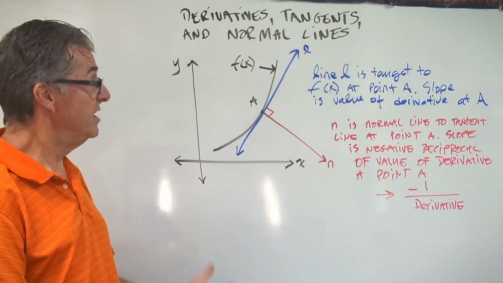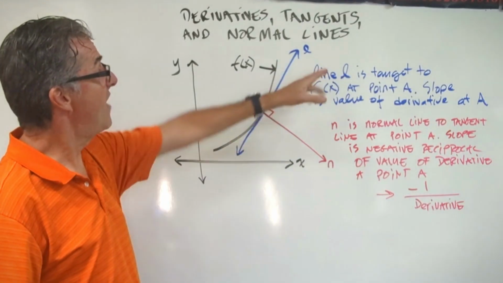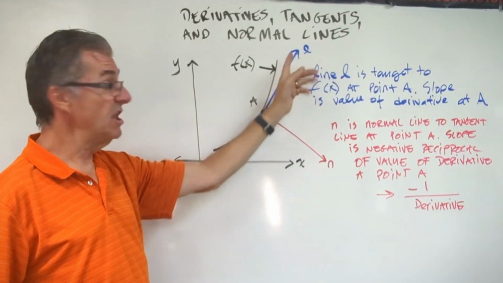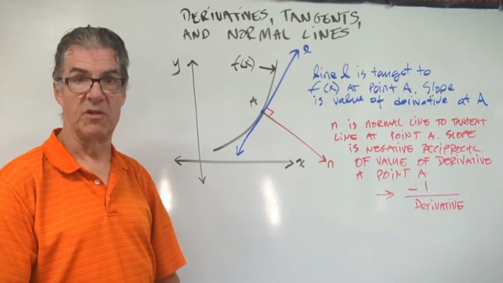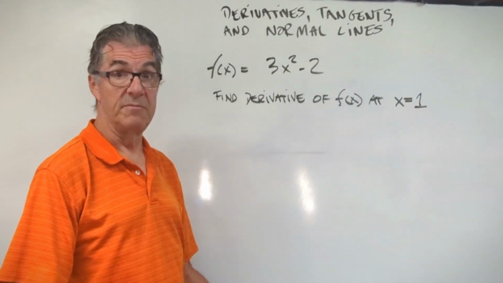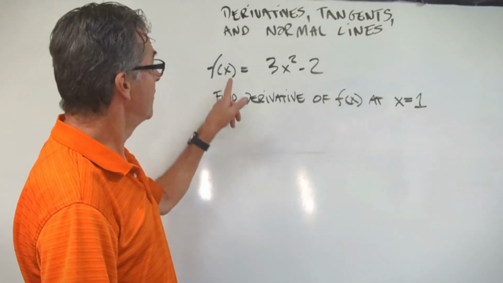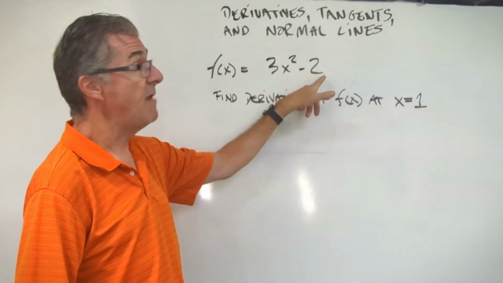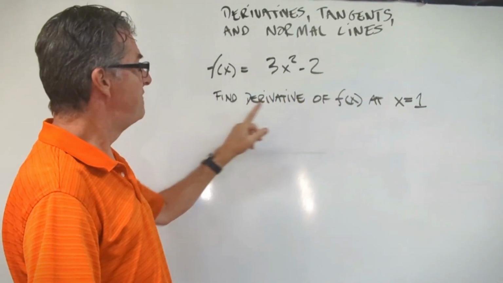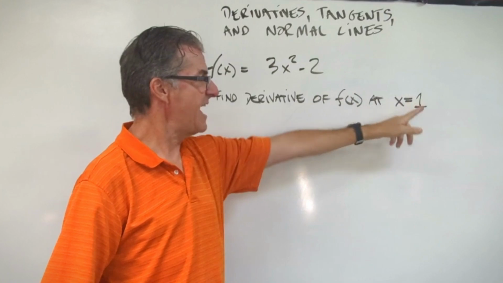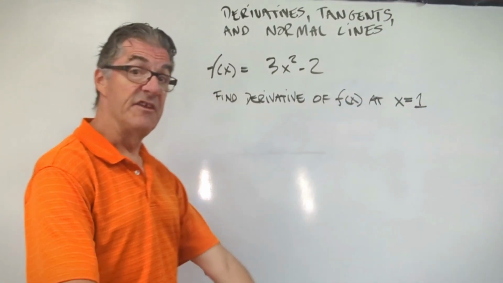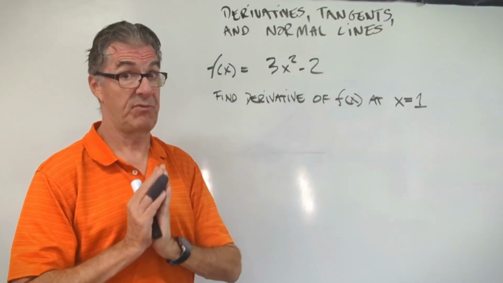Now we're going to do some examples where we find equations of tangent lines and equations of normal lines. All right, let's take a look at a problem. Here's a prompt that you might get. For f of x equals 3x squared minus 2, find the derivative of f of x at x equals 1. So this is a two-step problem.